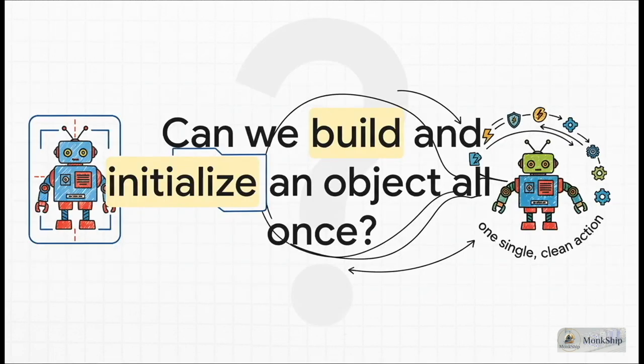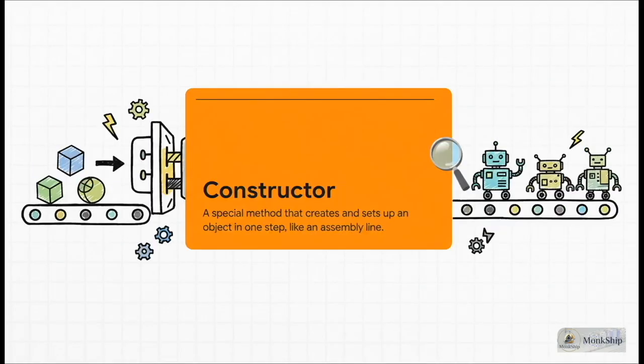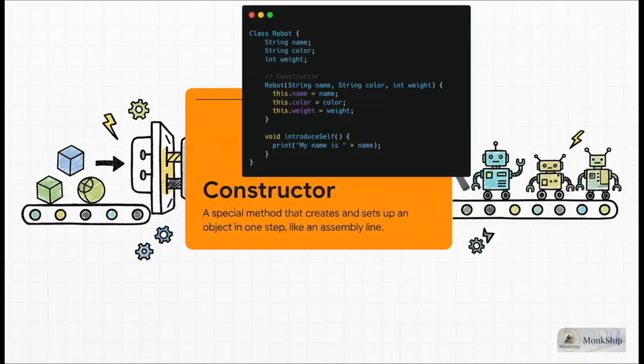Which, of course, leads to the next logical question. Can we do better? Is there a way to streamline this whole thing, to build the robot and set it up with all its unique details in one single, elegant move? Oh, you bet there is. And this is where the constructor comes into play. A constructor is this really special method that lives inside the class, and its one and only job is to create and set up an object all at once. It's the factory assembly line of programming. You put the parts in one end, and a fully built product comes out the other.